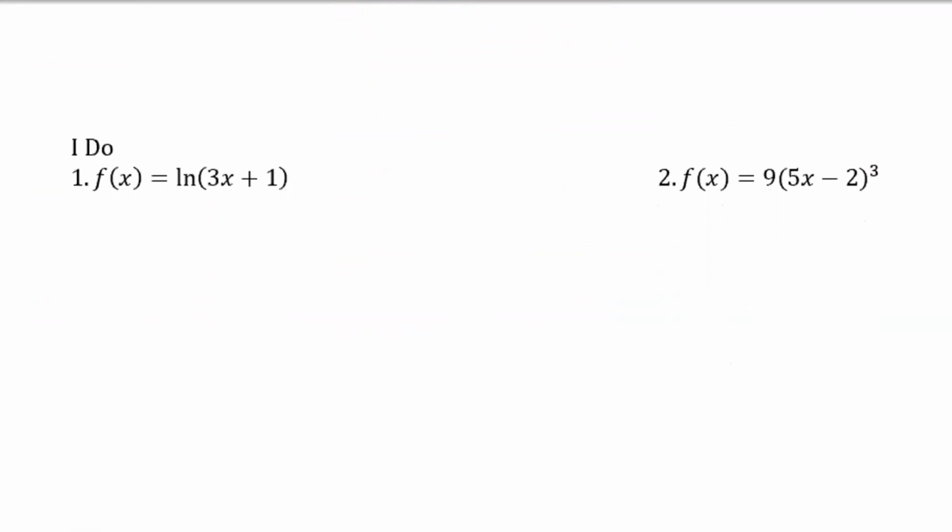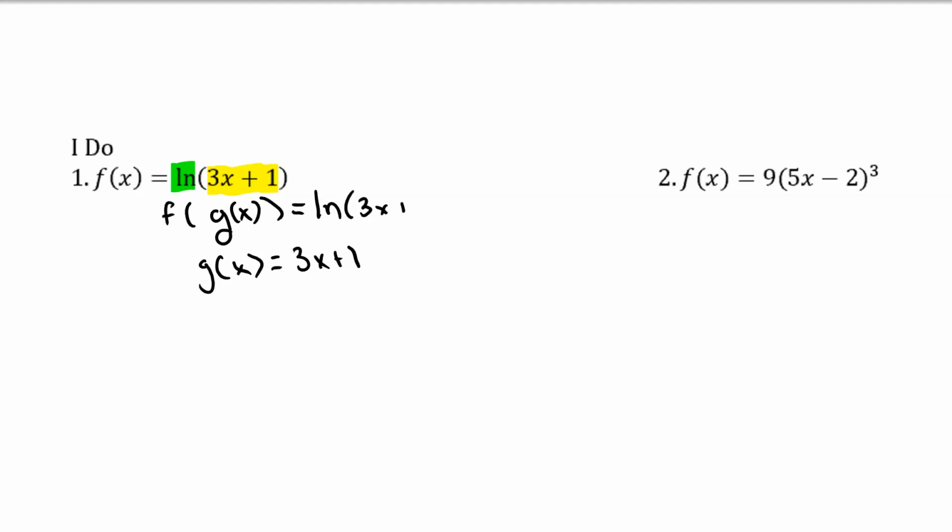So I'm going to start by highlighting my inside function. The first thing to happen to x is 3x plus 1. The second thing to happen is ln x. So that means my g of x, my inside function, right? This is our format. My inside function here is 3x plus 1. And my f of g of x is this natural log of 3x plus 1.